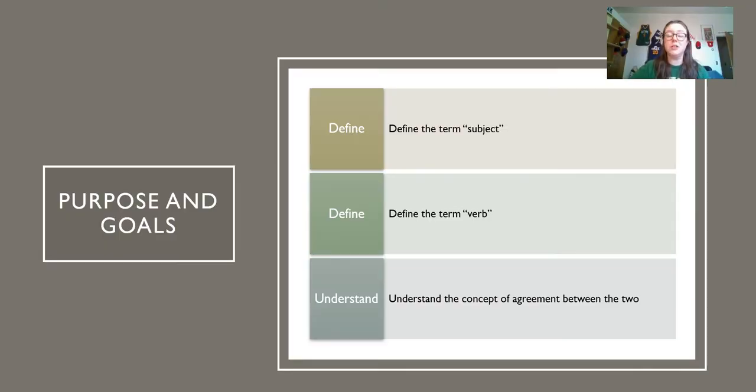The purpose and goals for today's lecture are as follows. First, we'll define the term subject. Next, we'll define the term verb, and then we'll understand the concept of agreement between the two.